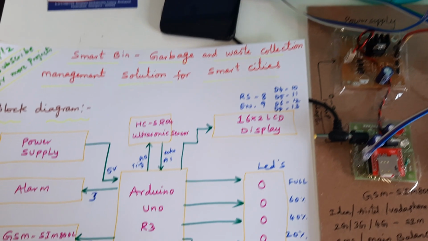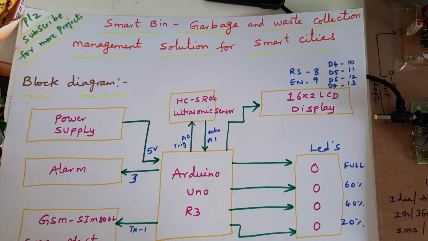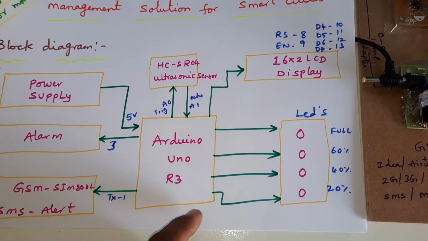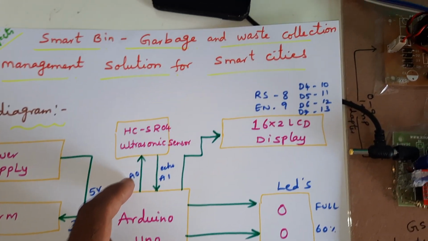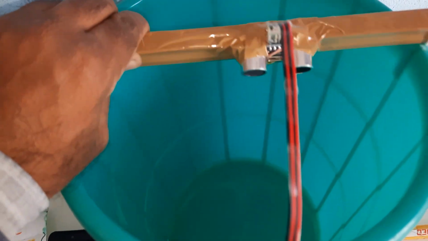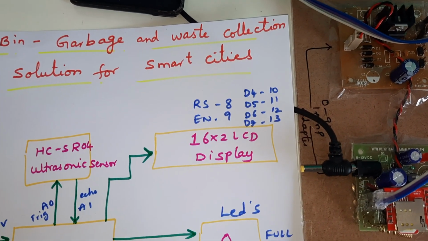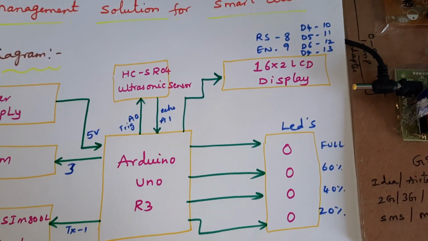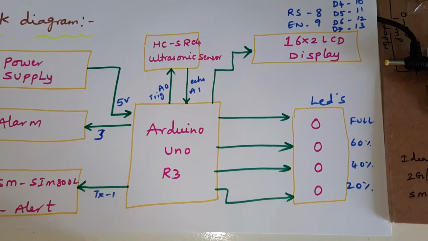The project title is Smart Bin Garbage and Waste Collection Management Solution for Smart Cities using Arduino Uno R3. We are using the HC-SR04 ultrasonic distance measurement module and the 16x2 LCD display with RS, Enable, D4, D5, D6, D7 connected to pins 8, 9, 10, 11, 12, 13. The ultrasonic sensor is connected to A0 and A1, trigger and echo.